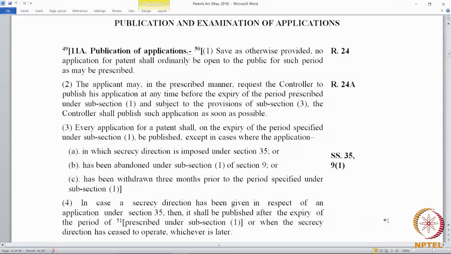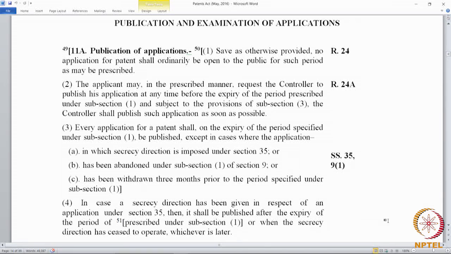So, when you file an application, ordinarily, which means when the word ordinarily is mentioned, there could be exceptions, there could be extraordinary cases too. Ordinarily, it shall not be open to the public for a period of 18 months. So, after 18 months, the application is published.